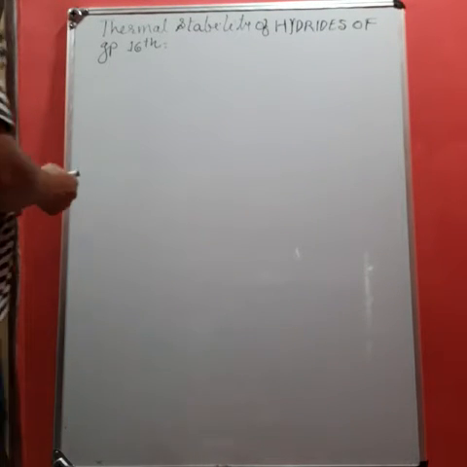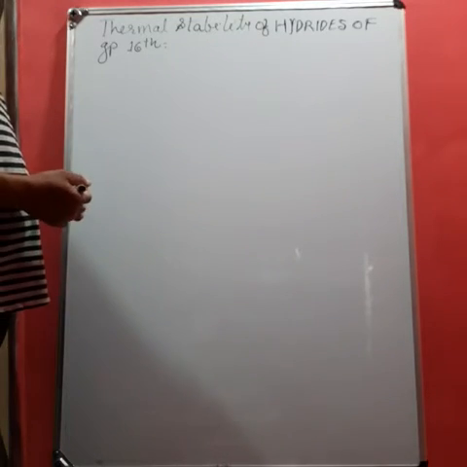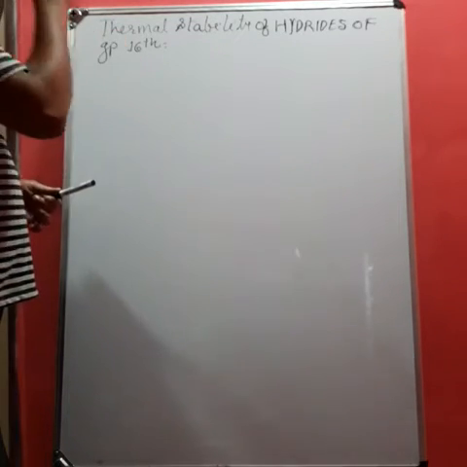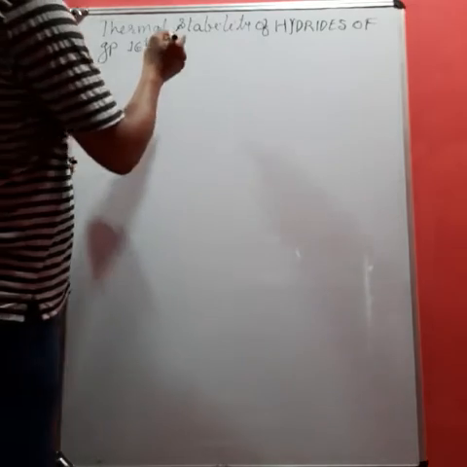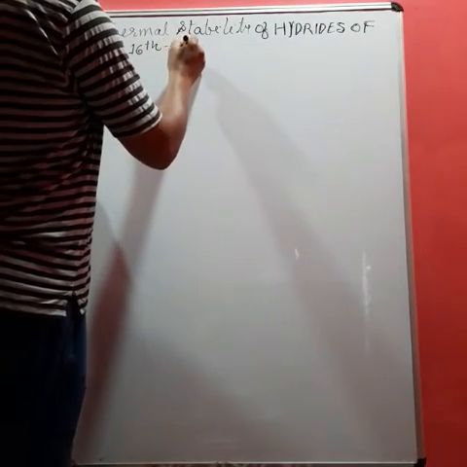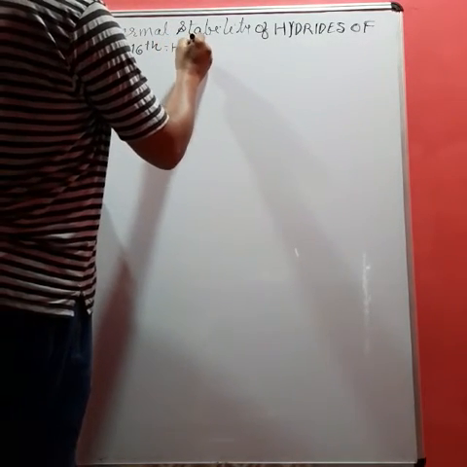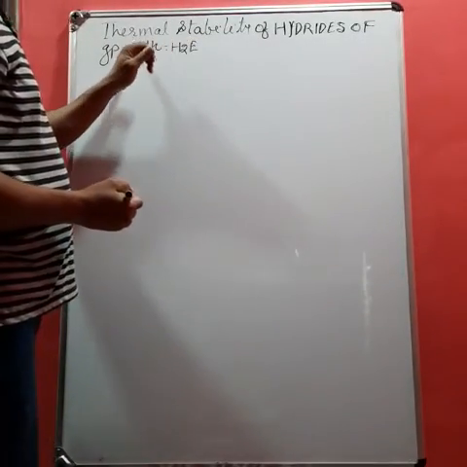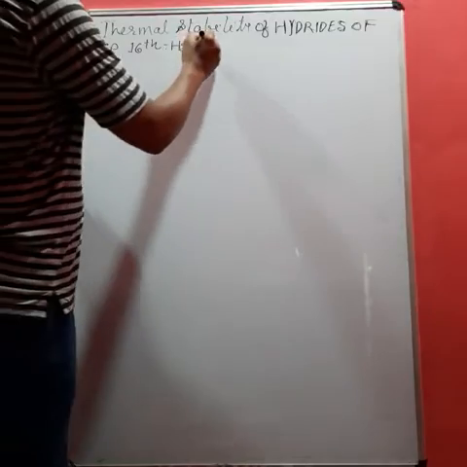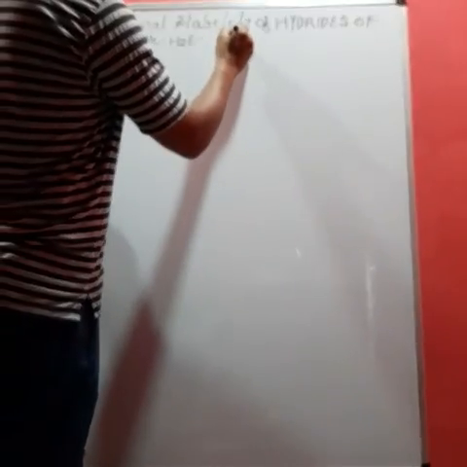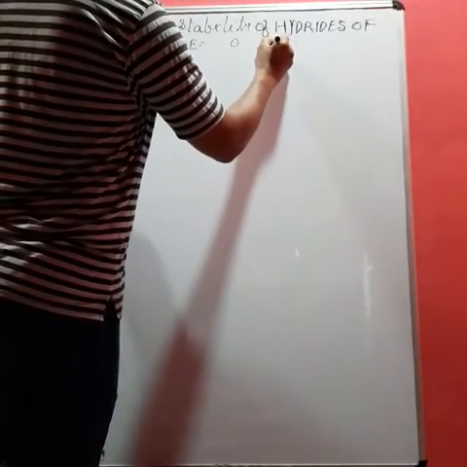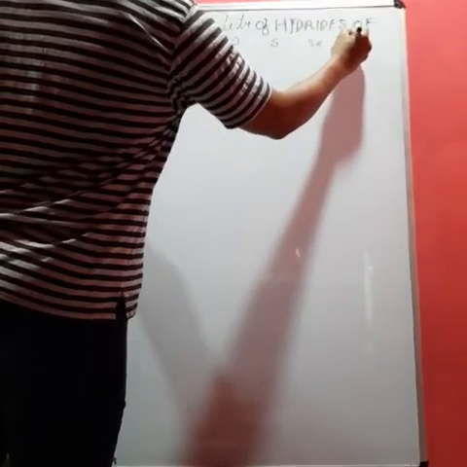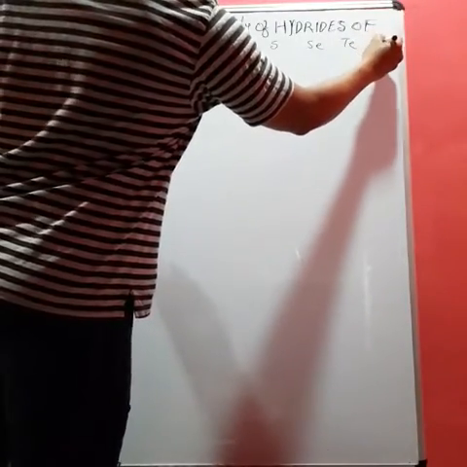Yes, student. Next one, thermal stability of hydrides of group 16th element. Student, the general formula of the hydrides of group 16th element is H2E. That is, E stands for the 16th group element. E will be written as O, S, Se, Te, and Po.